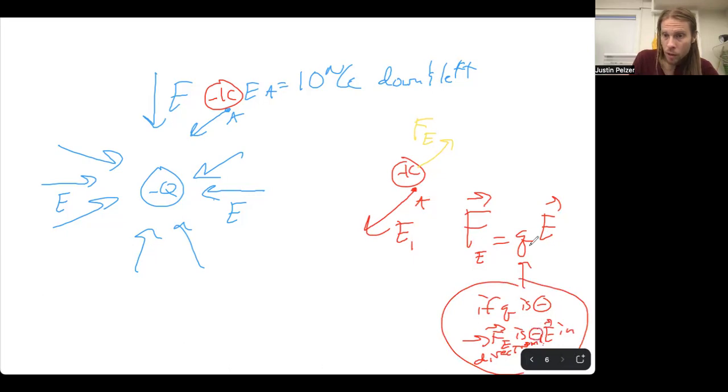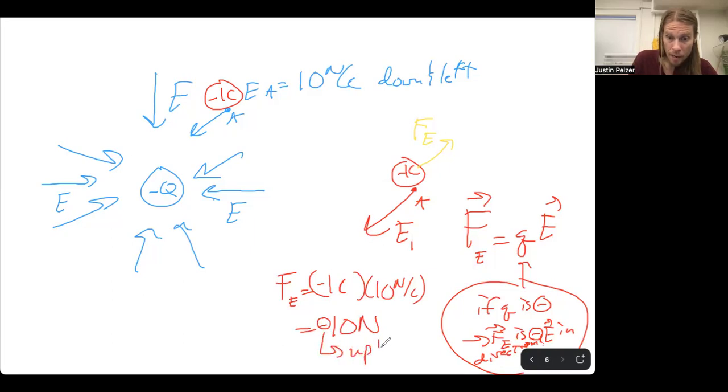So this negative will manifest as Fe is going to be -1 coulomb times -10 newtons per coulomb, which is -10 newtons. But what does the negative mean? Negative will mean up and right. Negative just means opposite what E was, right? So negative is going to mean it's going to go this direction if we chose this as positive.